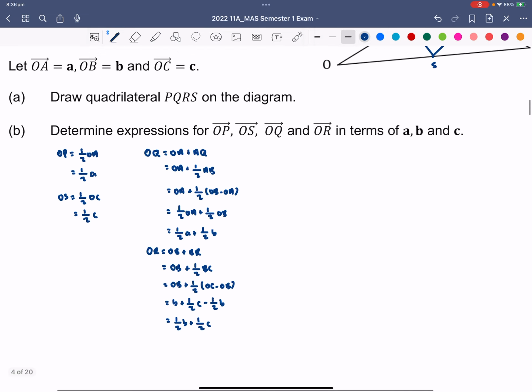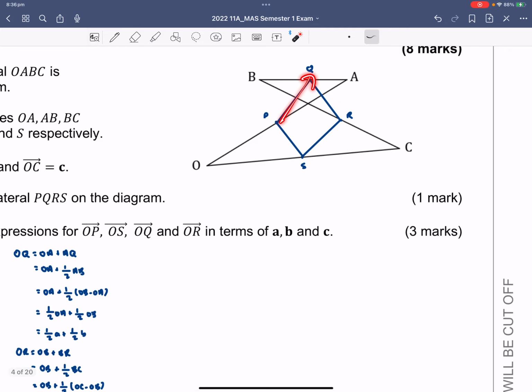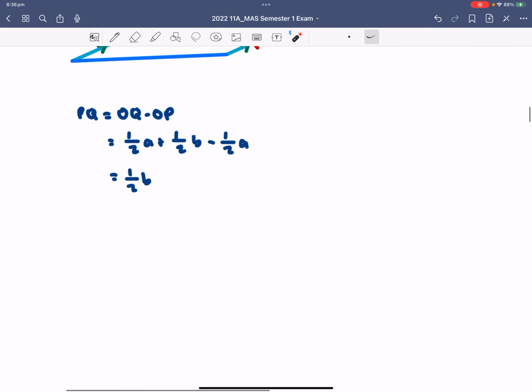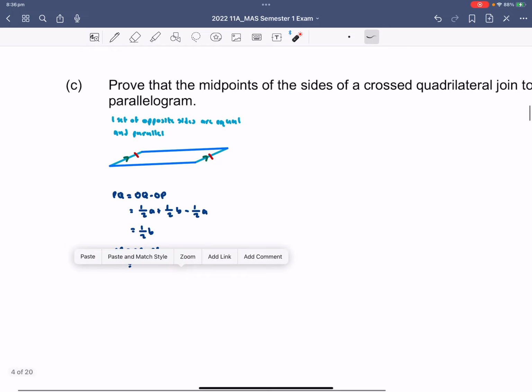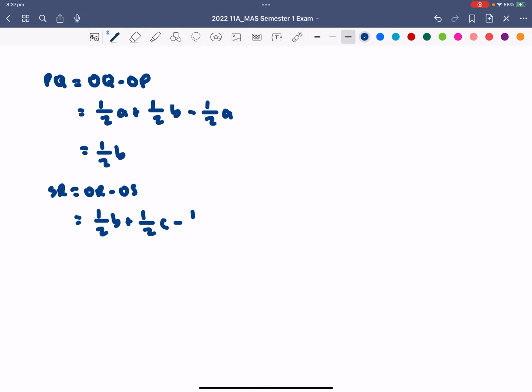What's opposite PQ? SR. Again, I use my answer from the previous part. SR is just OR take OS. I'm pretty sure we came up with expressions for OR and OS. Yes, we did. So it's just this one, take away that. It's half B plus half C, take away half C. The C's cross out, and you're left with half B. Amazing! You have just proven that PQ is half B and SR is half B.